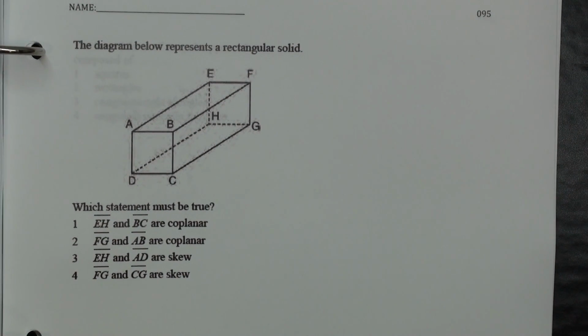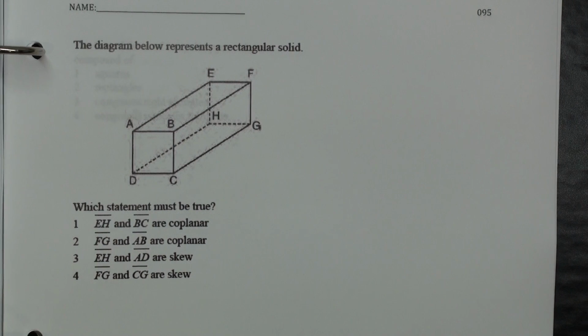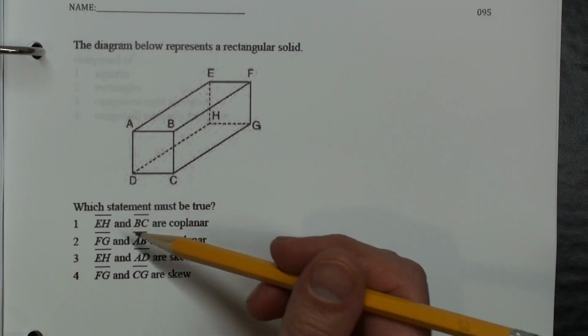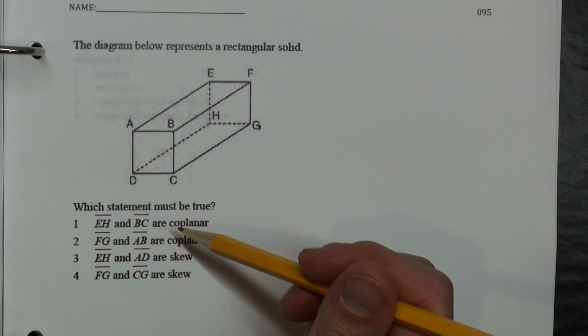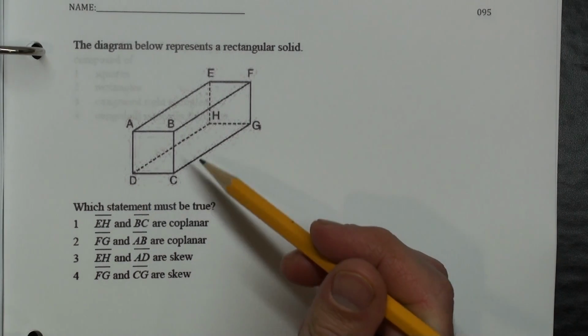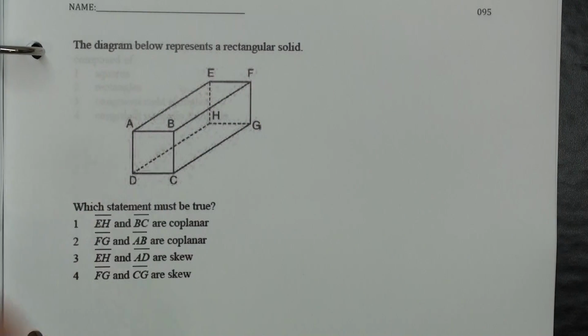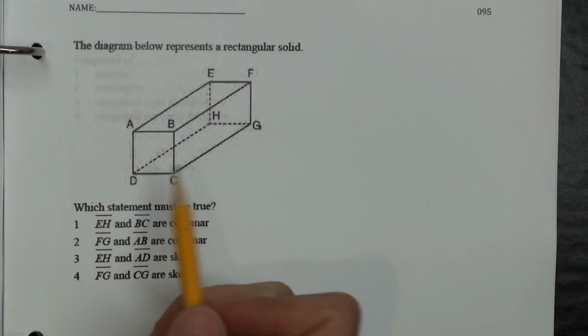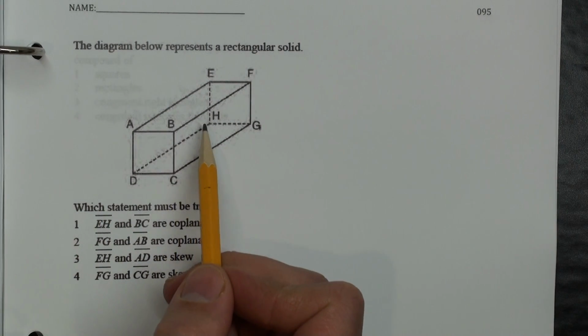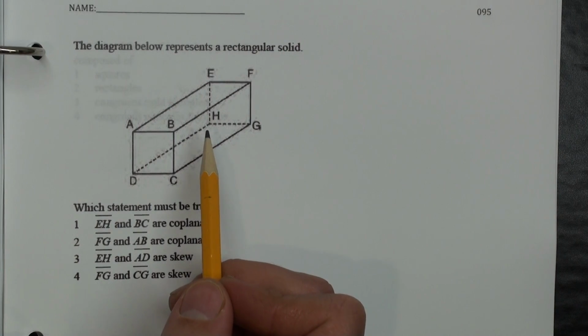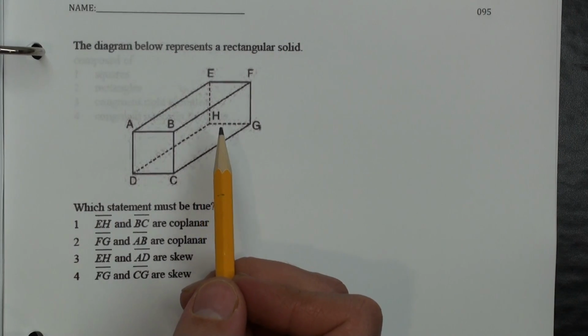95. Rectangular solid. Which statement must be true? EH and BC are coplanar. EH and BC. Yep, they're coplanar. You can imagine a plane containing both of those lines. They're parallel. Okay, and any two parallel lines can be drawn in the same plane.